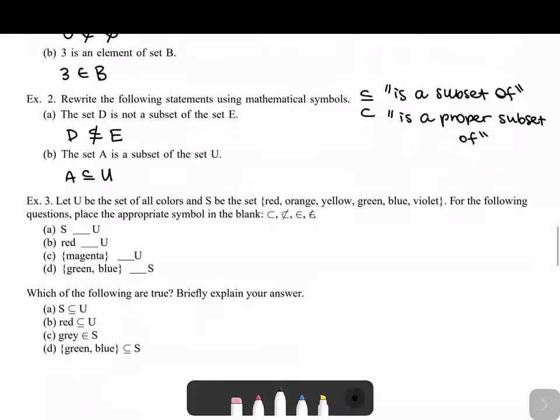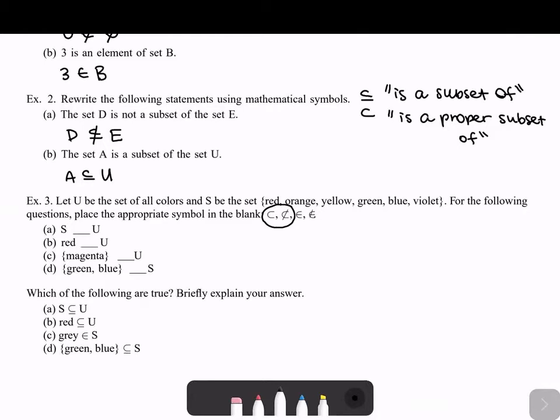Now, example 3, we are given some specific sets to look at. U, our universal set, is the set of all possible colors. We're going to look at this set S of specific colors: red, orange, yellow, green, blue, and violet. Now we want to compare these different things below. In the first one, we want to see how S relates to U. S is a set and U is a set, so we're going to be looking at the subset symbols. We need to see if S is a subset of U or if it's not a subset of U.